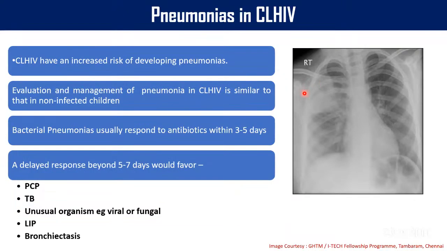Children, especially CLHAV, are at increased risk of developing pneumonias. Evaluation and management of pneumonia in CLHAV is similar to that in any non-HIV infected children. Bacterial pneumonia usually responds to antibiotics within 3 to 5 days. Sometimes it may take a few more days. A delayed response beyond 5 to 7 days would favor an alternate diagnosis like PCP, tuberculosis, unusual organism, viral or fungal infection, LIP or bronchiectasis.